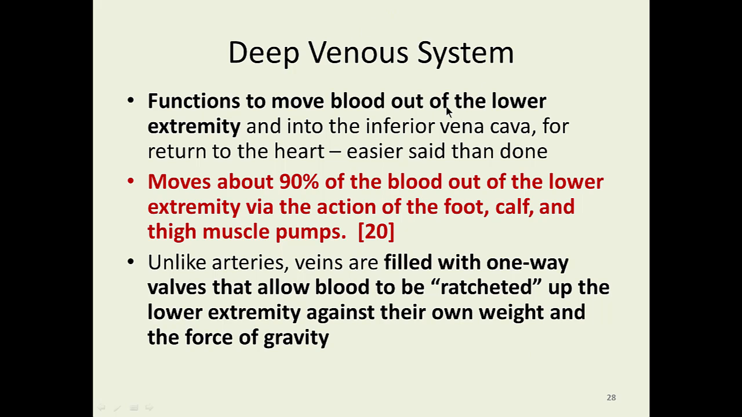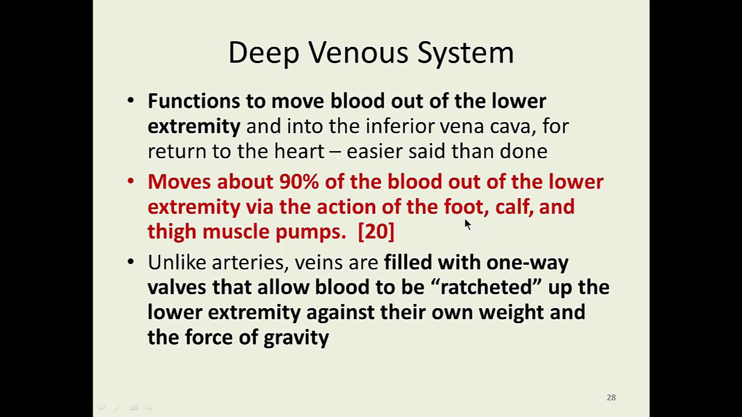So the deep venous system functions to move blood out of the lower extremity and into the inferior vena cava for return to the heart. Why do I say this? Easier said than done. Well, we're going to talk about that, but 90% of the blood is moved out of the leg through the deep system. Okay, how? There's no heart down there, right? How in the heck does the blood pump up against gravity? Well, there is a heart.